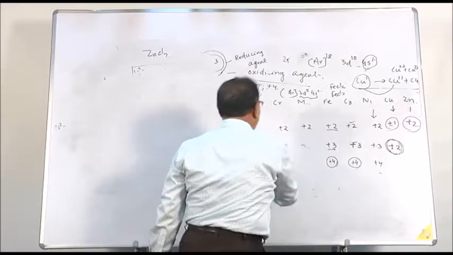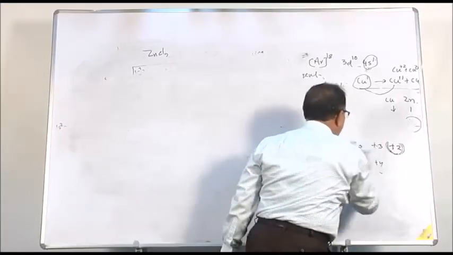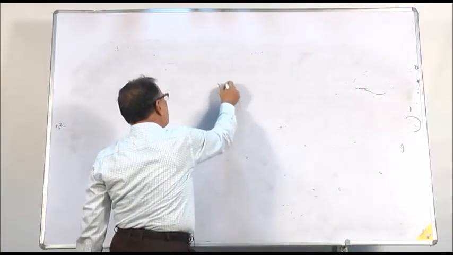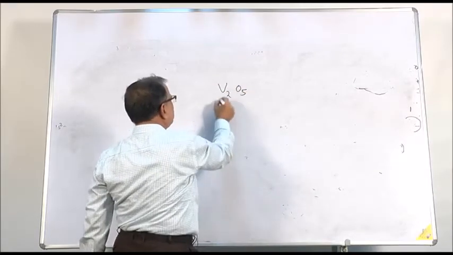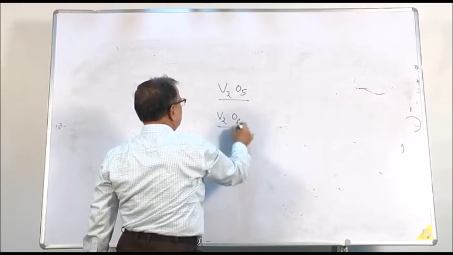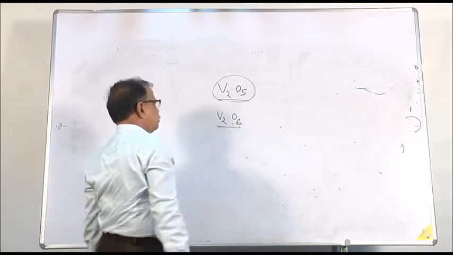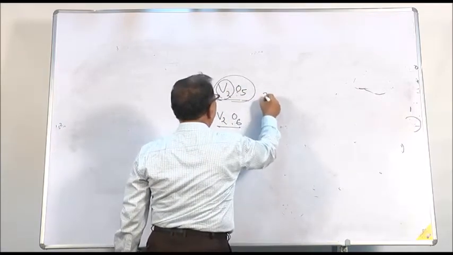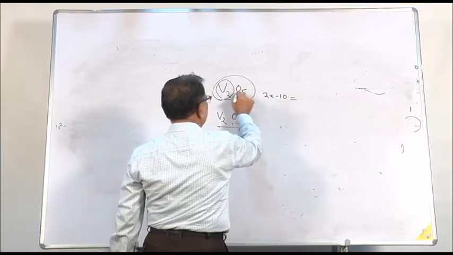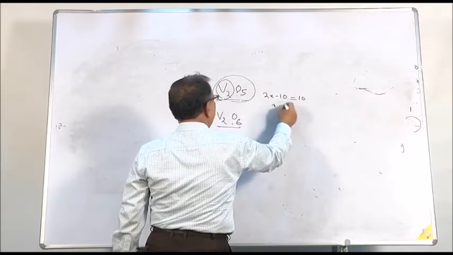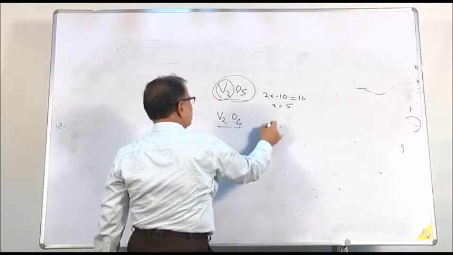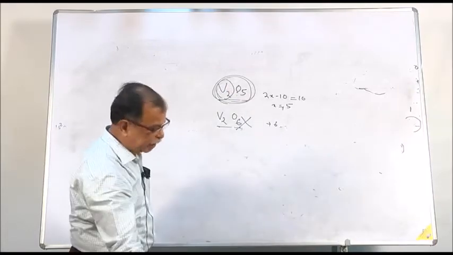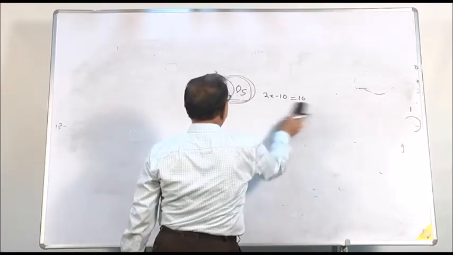I am giving a compound, V2O5. What is the oxidation state of vanadium? V2O5 or V2O6, which is possible? In this case, for the oxidation state of vanadium, 2x minus 10 equals 0, so x equals 5. The other would give +6, so it doesn't form. It forms V2O5, vanadium pentoxide. The maximum state is +5.